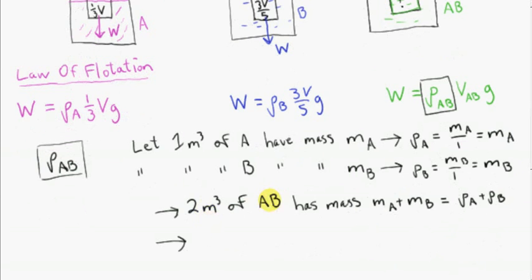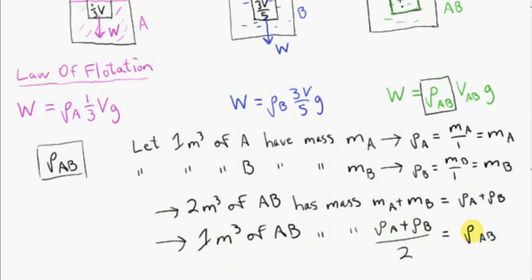But now you see that MA plus MB is just rho A plus rho B. So how do we get the density of the mixture? Well, we just get the mass of 1 meter cubed of AB, because the density is just the mass of 1 meter cubed. So all we have to do is divide this by 2. Rho A plus rho B divided by 2. Alright, so that's the density of the mixture. It's just the mean of the densities of the constituent liquids. We add the densities and divide by 2. We might have guessed this, but it's still good to prove it, I think.